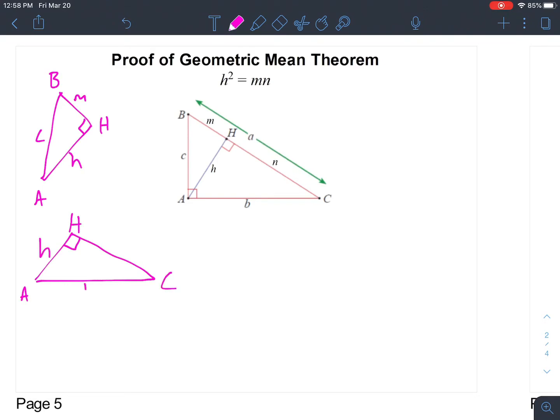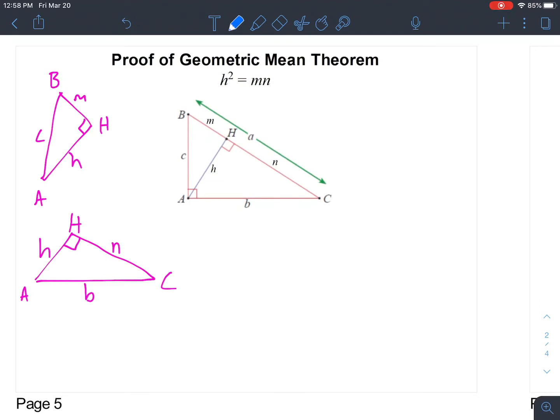And there we have H, B, and N. Now, I'm going to let you know that these triangles are similar. And since they are similar, then what we can do is set up a ratio, and we're going to use our corresponding sides.